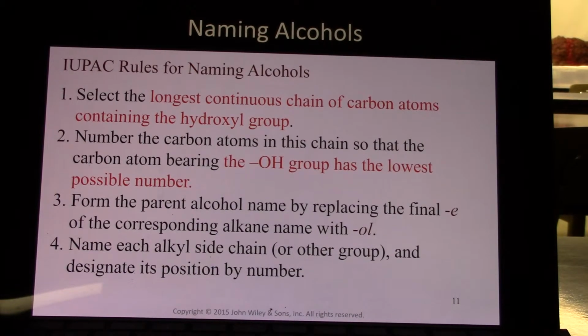IUPAC rules for naming alcohols. We first select the longest continuous chain of carbon atoms containing the hydroxyl group. And then we number the carbon atoms in the chain so that the OH group is on the lowest possible numbered carbon. So when you're picking what side to start numbering from, you pick the side that puts the lowest number on the carbon with the OH group. And then from the parent, to get the parent alcohol name, take off the E from the alkane and add ol.